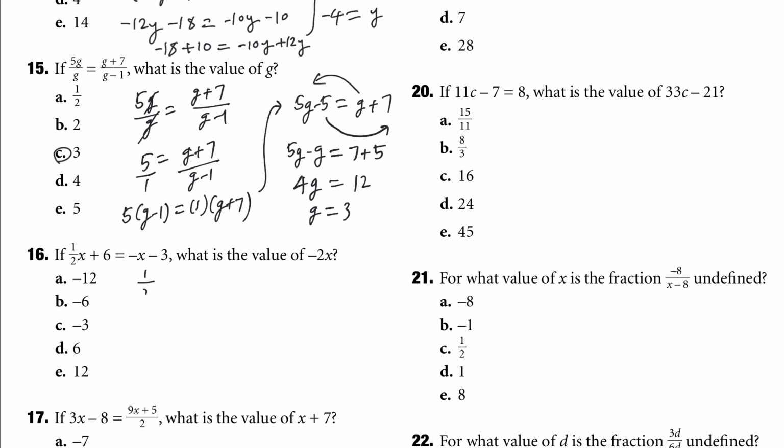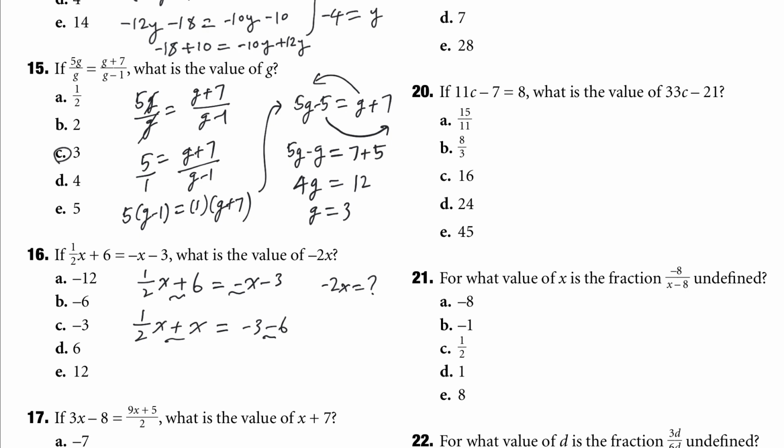If half x plus 6 is equal to negative x minus 3, what is the value of negative 2x? So they're asking us to find this. First, I think it's probably easiest if I solve for the value of x. So I'm going to move, as I usually do, x's to the left-hand side, the number to the right-hand side. Notice that the sign switched from positive to negative and negative to positive. That's what happens when you're moving things from one side to the other.